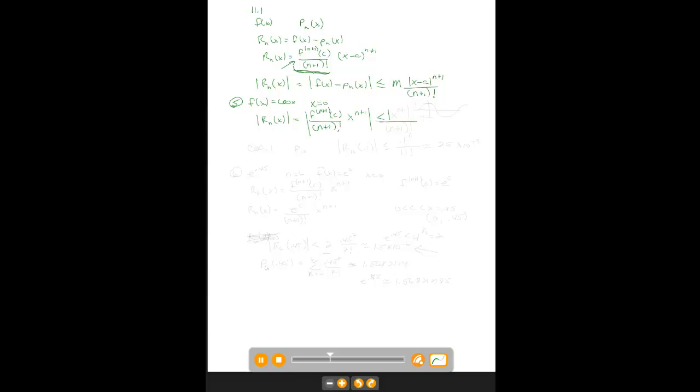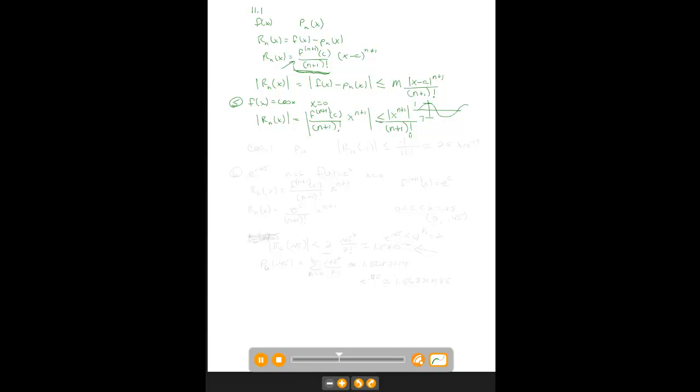okay, what's the biggest it could be? Well, let's look at that derivative. We're talking about cosine. And if you think about the cosine curve, the highest and lowest points are 1 and negative 1. So I could safely say that this absolute value here will have to be less than or equal to the absolute value of x to the n plus 1 over n plus 1 factorial, because the biggest it can possibly be is 1, so I'm going to replace the f to the n plus 1 of c with a 1.